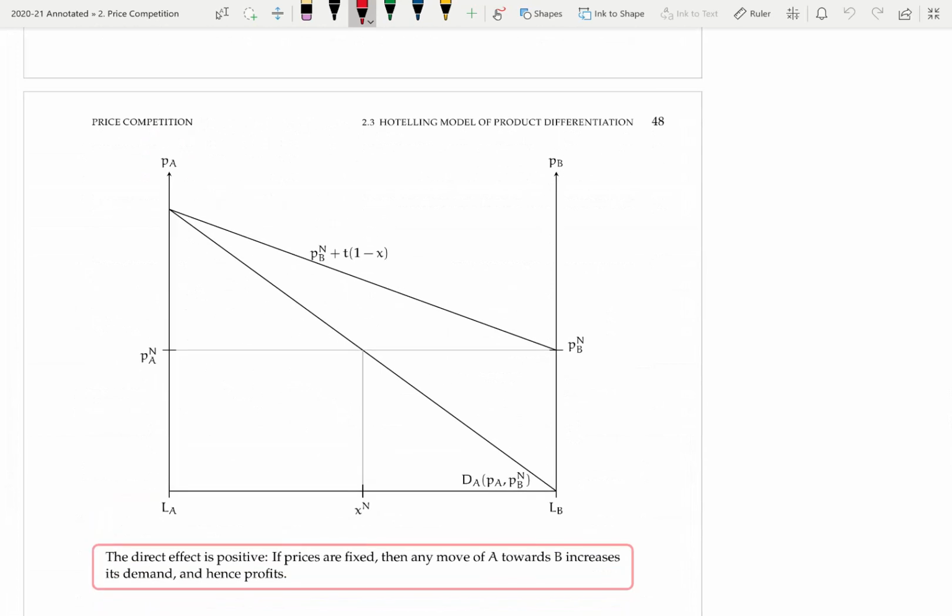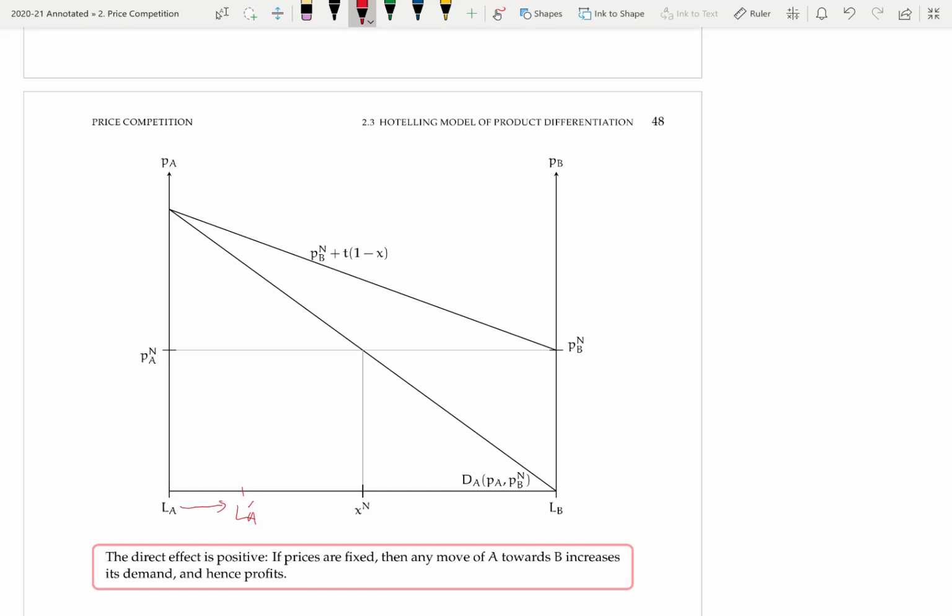Here we have our diagram. We're fixing the prices at the Nash equilibrium levels. This is A's initial location at 0 and B's location is at 1. This is the indifferent consumer and A's demand is 1/2. Now let's consider a small change in location for firm A. They're going to move to the right to LA dash. What effect does this have on firm A's demand if we fix the prices at these Nash equilibrium levels?